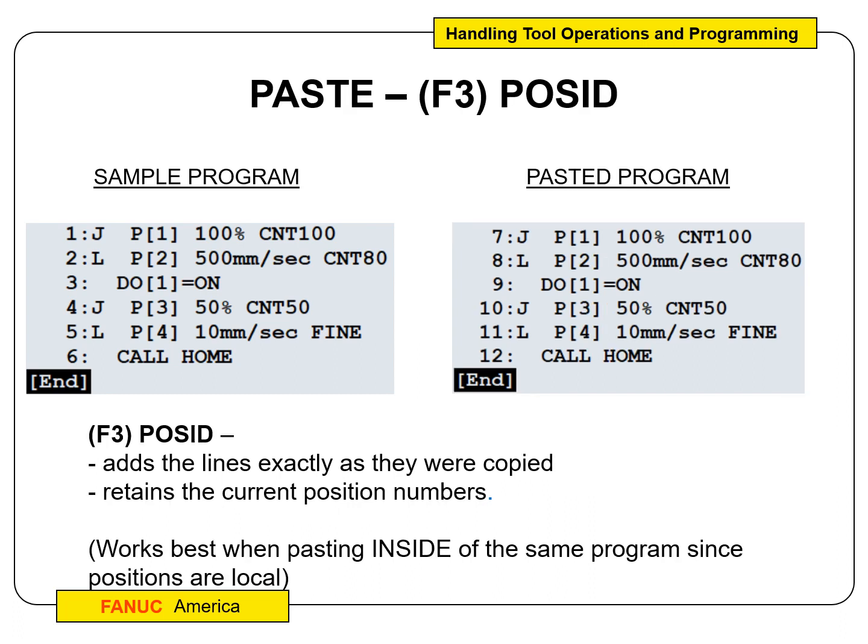The next one is Position ID, or Position and ID. This will copy these lines. So we've copied lines 1 through 6, and I go to the pasted program and I paste it. It is going to paste exactly what is here. Now remember, positions are local variables. So that means P1, and say you have a program called pick, P1 is the same in pick. But if you have pick and place, 2 different programs, P1 in pick has no relation to P1 in place. Because of that, if you go to a separate program, you're not really sure where these might be. So Position ID is generally used only when you're pasting inside the same program.